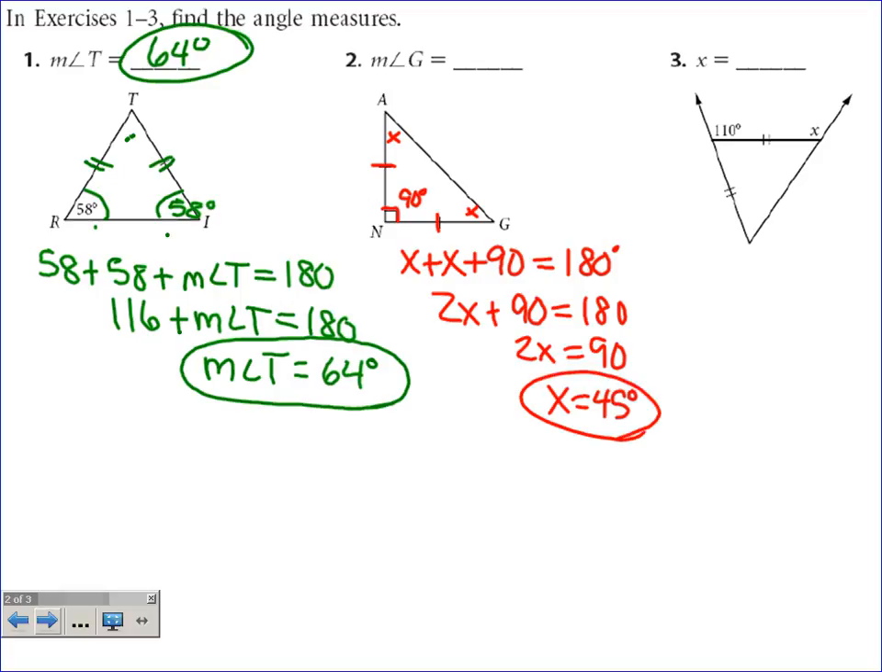It's asking me what the measure of angle G is. Well, that's the same as x that I put up there. I'll say this is 45 degrees.